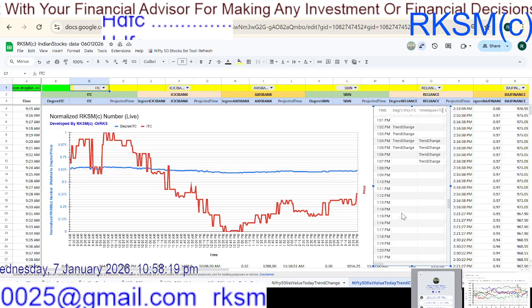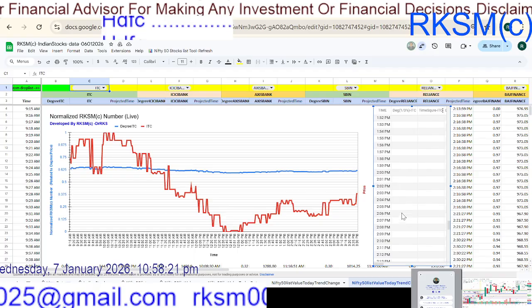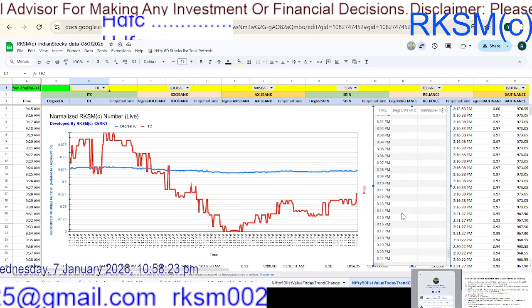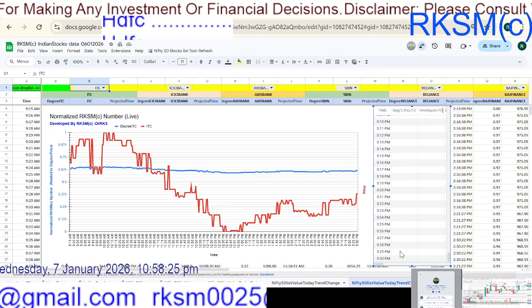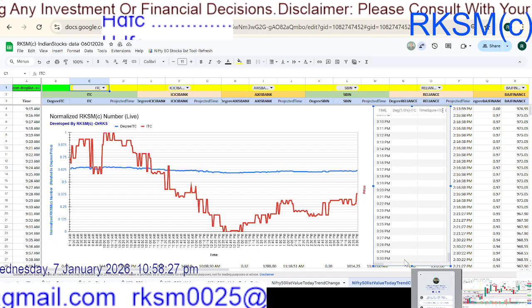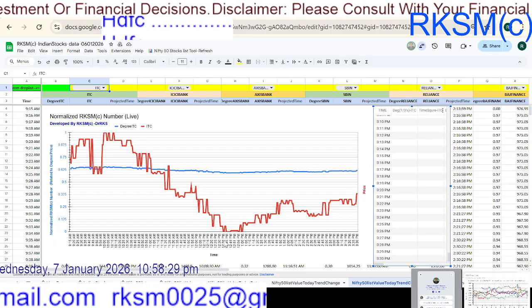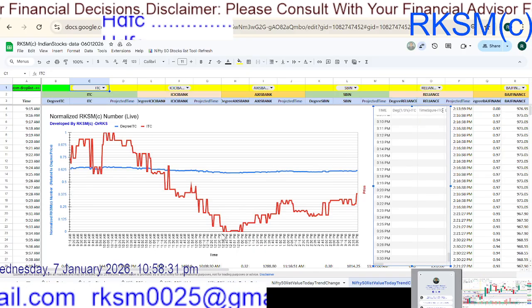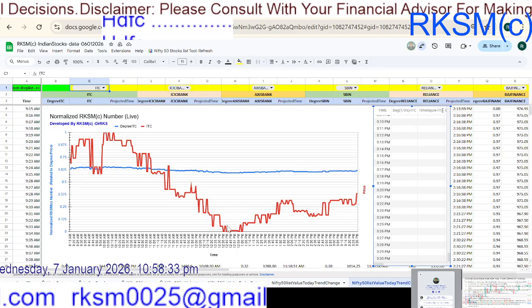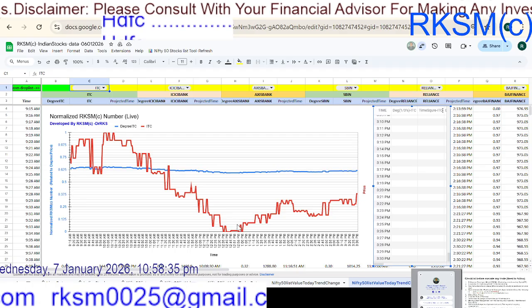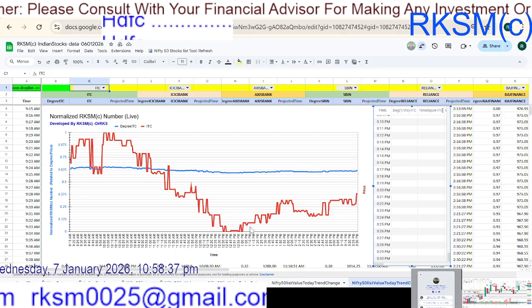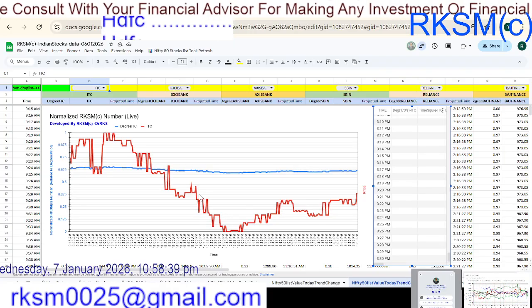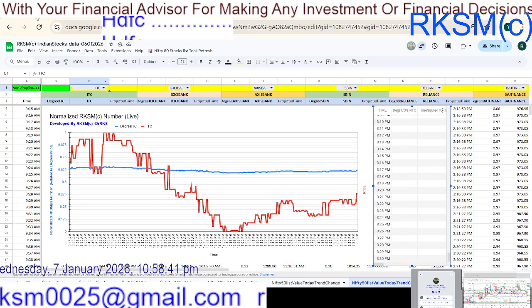You see what happened next. We can have a look. There is no change later on till the market has been closed. So there is only one change. We figured out the exact time of reversal here. Now we can have a look at what is happening in the TCS chart.